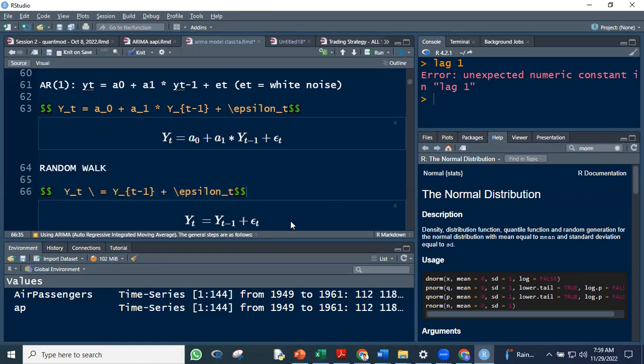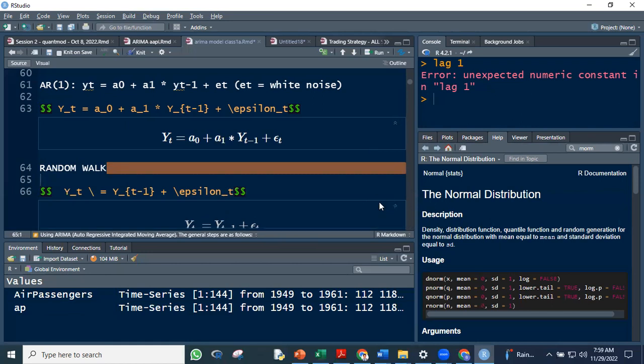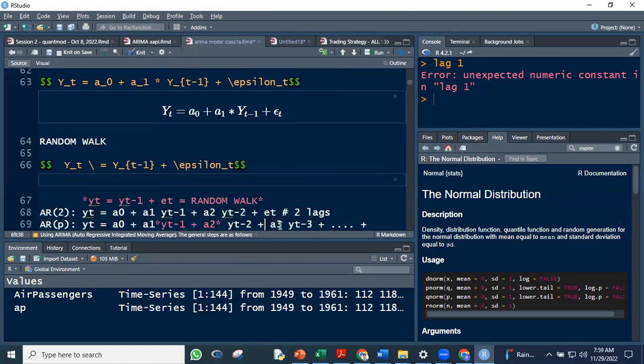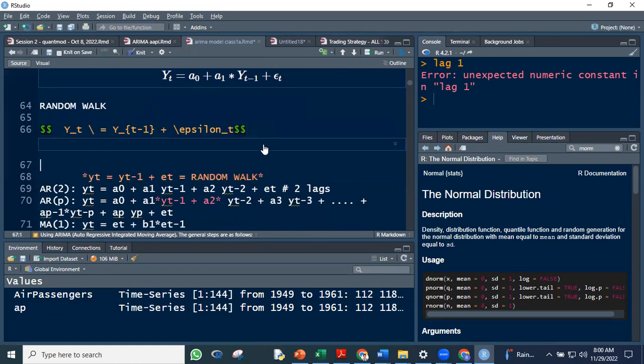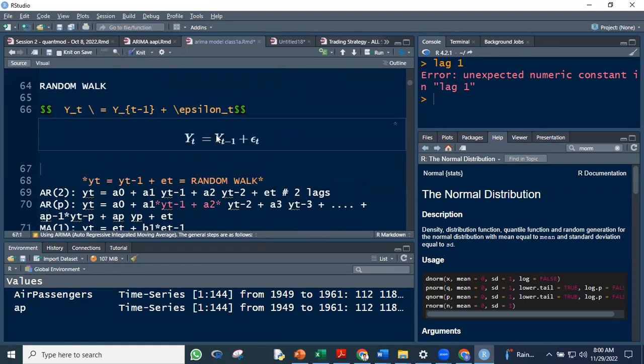Okay? Random walk ang tawag dyan. It's not an AR process. Anong difference niya? Yung A1 itong random walk. If you take a look at the coefficient of y sub t minus 1, yung lag 1, it's equal to 1. Okay? So hindi siya yung AR process, hindi AR1 process.